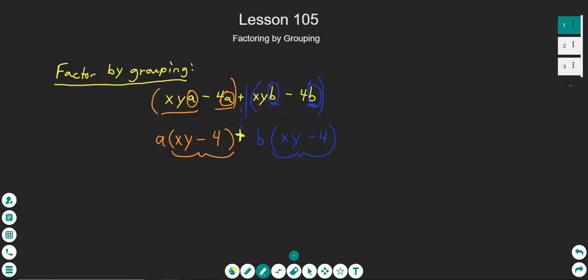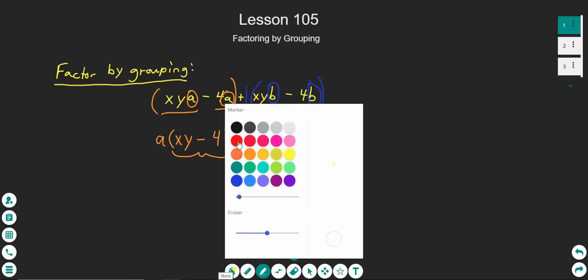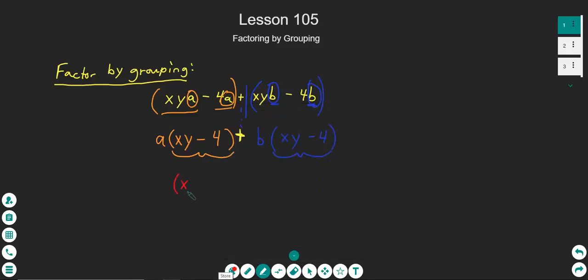So let's pull out the parentheses, factor out the parentheses, the xy minus 4, and what does that leave us with? So if we're pulling out this xy minus 4, that leaves us with just an a. So we have an a, and then we have the plus sign, and then we're pulling out this xy minus 4 in the second term. That's going to leave us with just a b, and bingo! There we go. We now have factored it one step further. All right, so that is our solution.